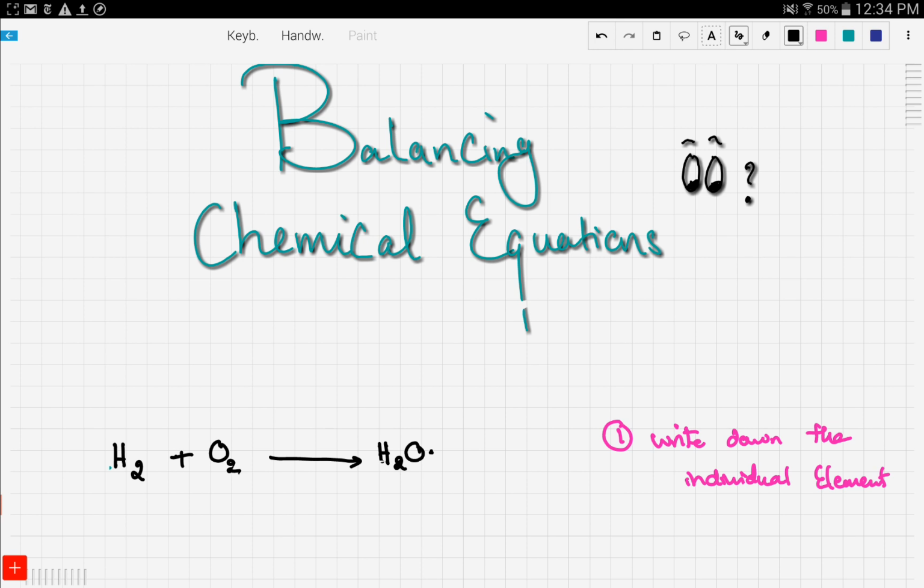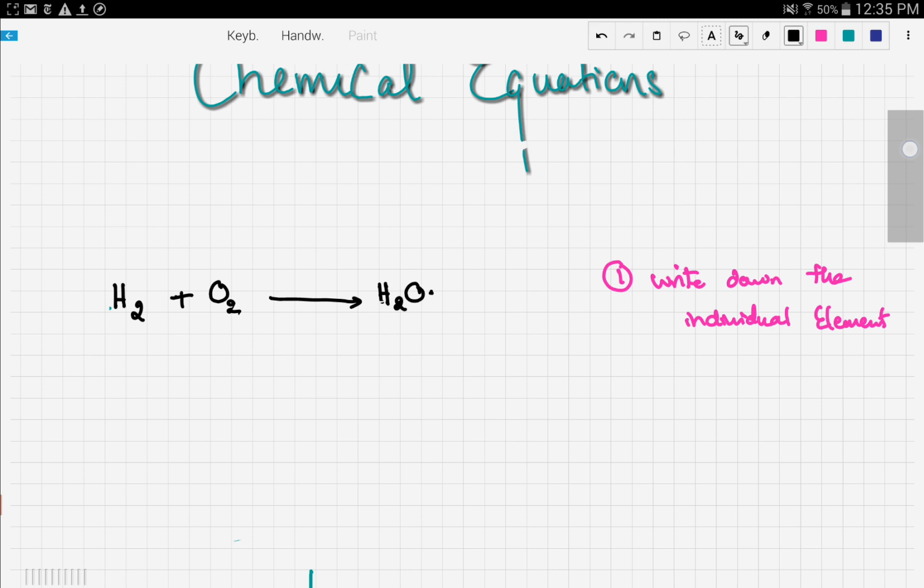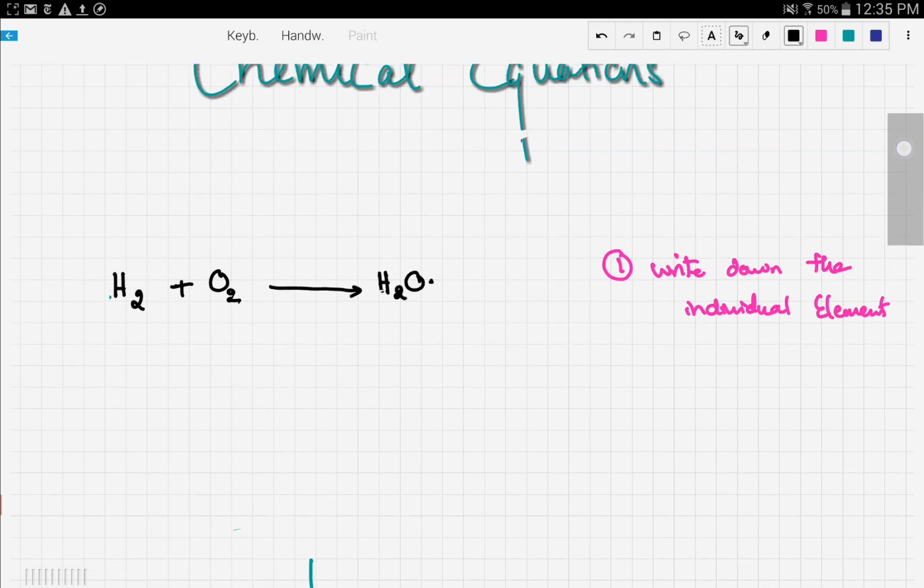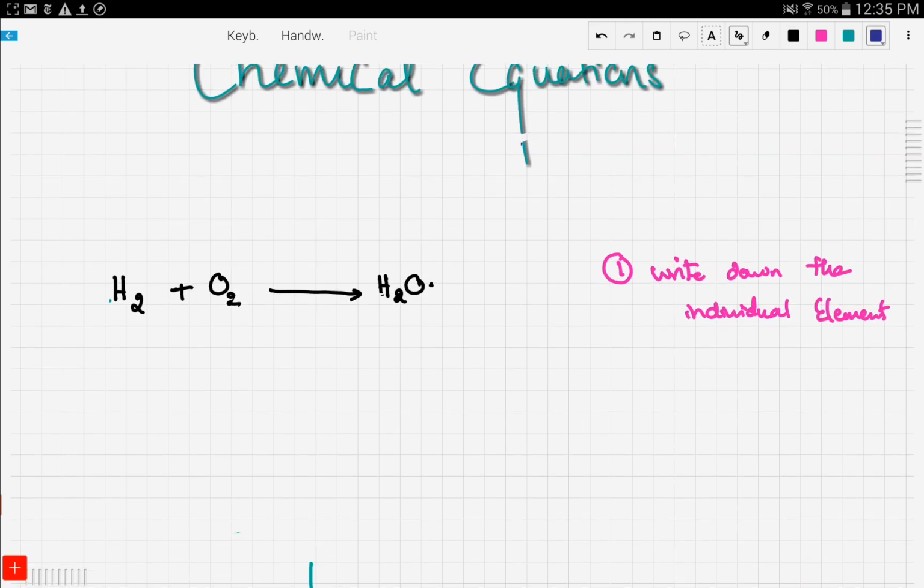So let's get started. Balancing chemical equations is based on the idea that mass is neither created nor destroyed. So everything must be balanced, and the mass on both sides must be balanced, and the same thing applies for elements. So you don't find a new element on the other side of the equation. Here are some examples that I prepared for you guys, so let's solve them together.